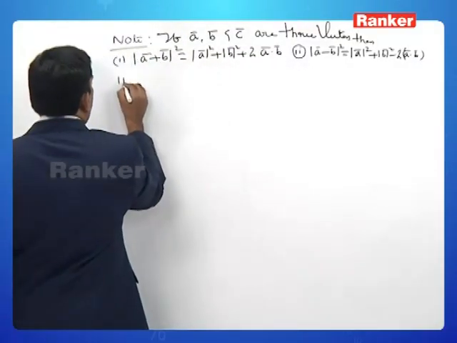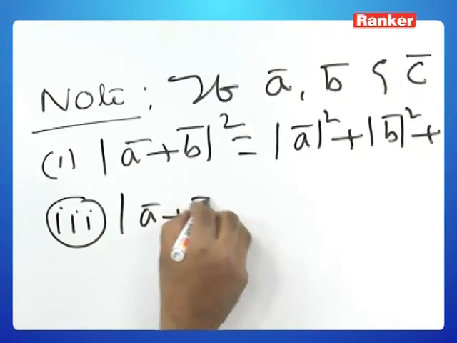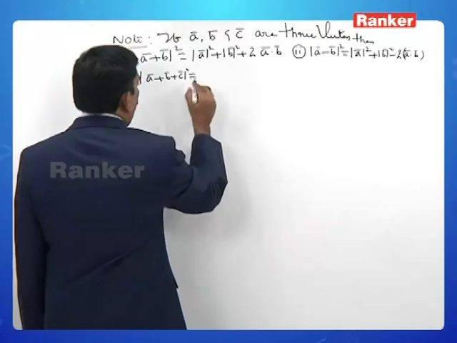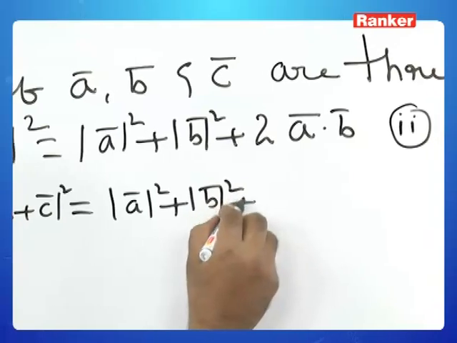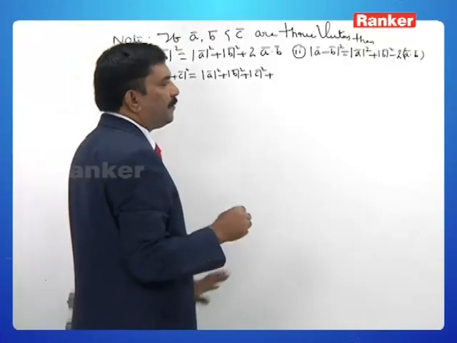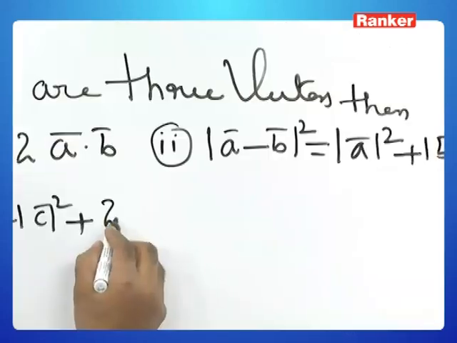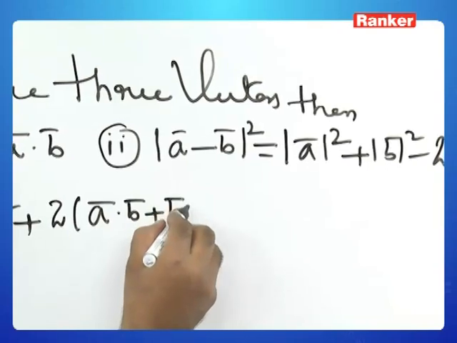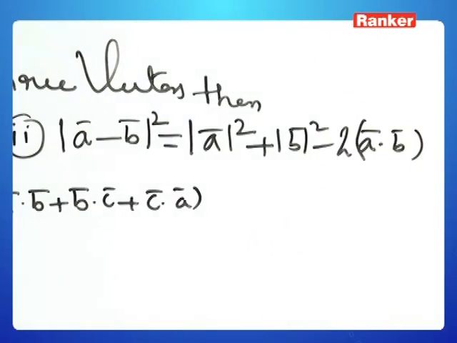The third one is modulus of (A bar plus B bar plus C bar) whole square is equal to modulus of A whole square plus modulus of B whole square plus modulus of C bar whole square plus 2 times (A bar dot B bar plus B bar dot C bar plus C bar dot A bar).